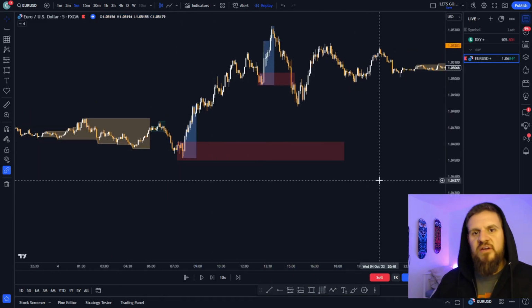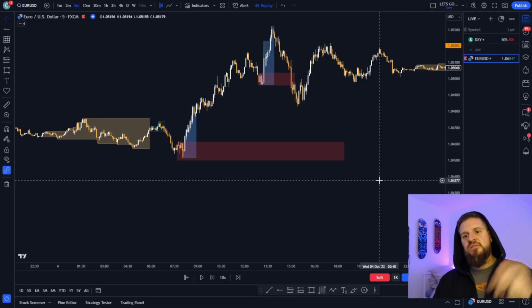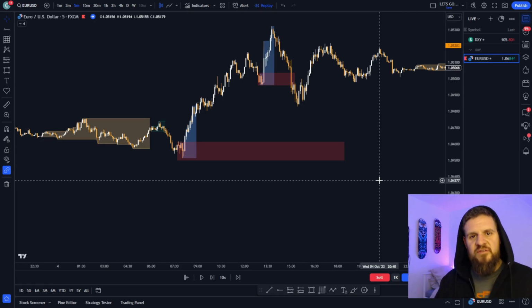That should be enough, guys. So start testing this, use this in your trading. It's really, really powerful, really, really important. If you're not factoring these things into your trading, you are putting yourself at a disadvantage.